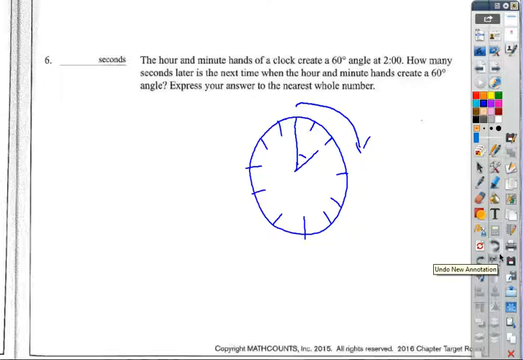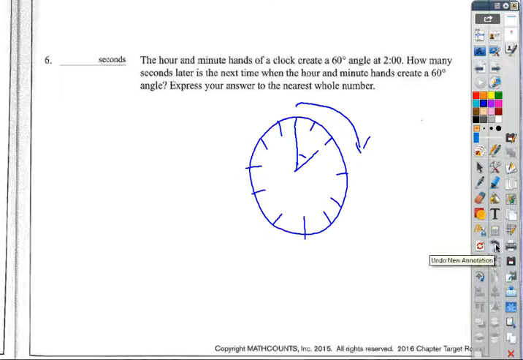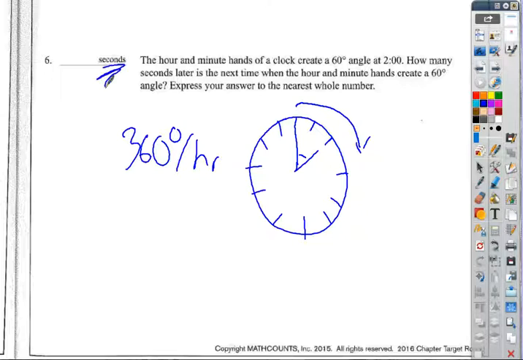To do that, the first thing we want to do is find the speed in degrees per second of the hour and minute hand. For the minute hand, every hour it goes 360 degrees around the entire clock, so that's 360 degrees per hour. But that's not good enough. We want degrees per second because our answer is going to be in seconds. First we divide by 60 to get 6 degrees per minute. Now we divide again to get 1/10 of a degree per second.